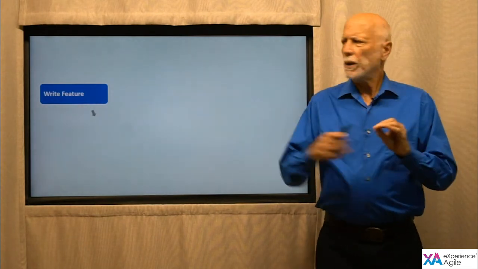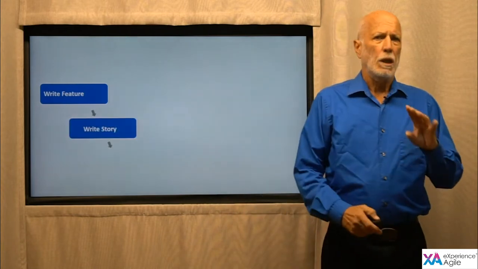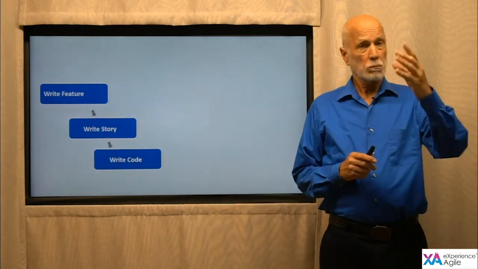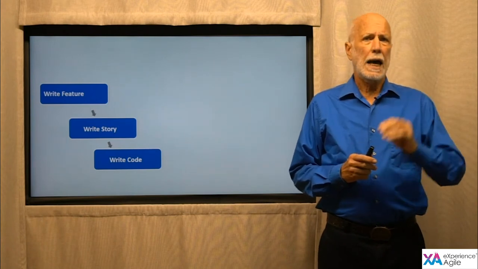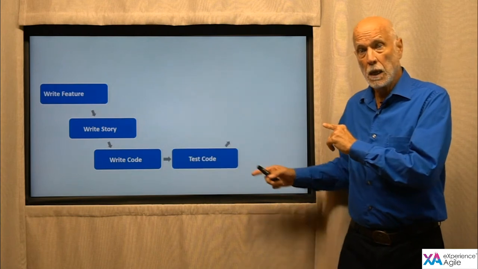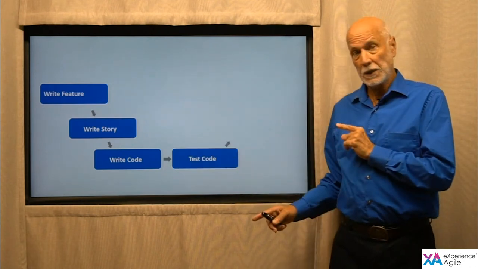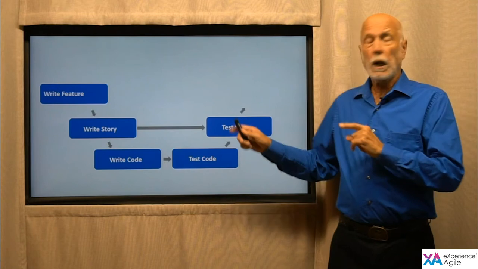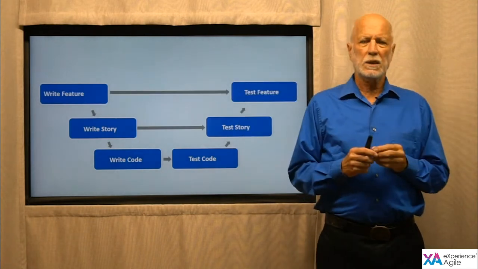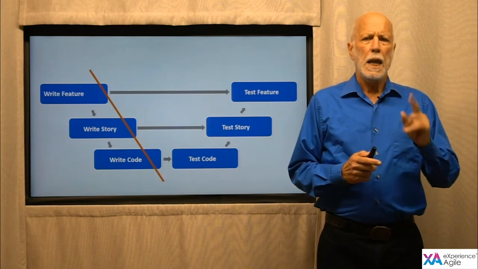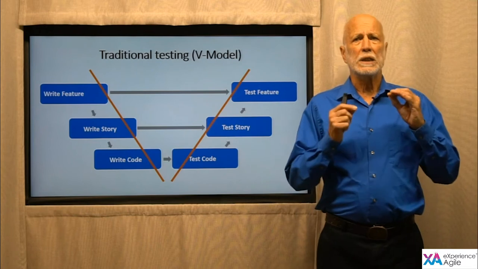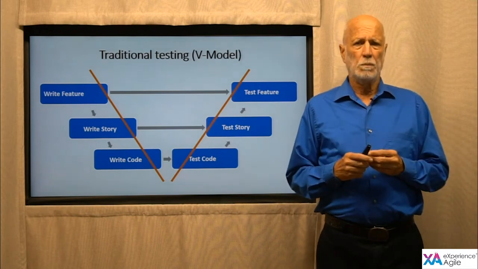Typically what we do is write a feature and then write a story and write code. That's the way we do it without shifting testing left. Then finally, we figure out we need to test the code. Then we figure out, oh, I better write a test for this story. And then you go, oh, I guess I got to test the feature. And now what do you get? It's a V. And this is called the traditional testing or V model.